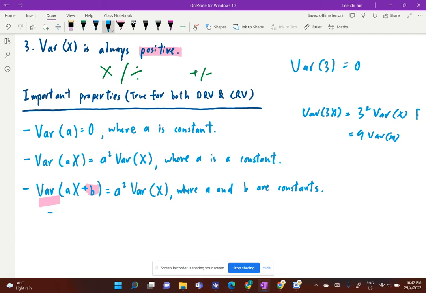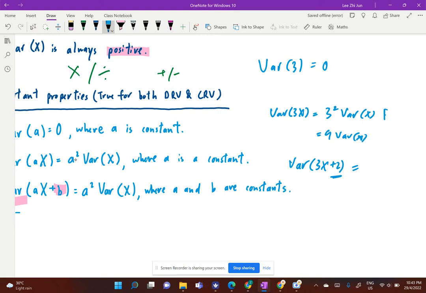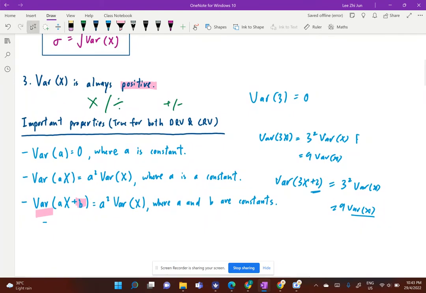And for example, Var(3X plus 2): in the measure of dispersion, the plus 2 will not be affected, so the 2 can be ignored. Just take 3 squared Var(X), also the same as 9 Var(X). This Var(X) will be the value. So this is all for the discrete random variable.